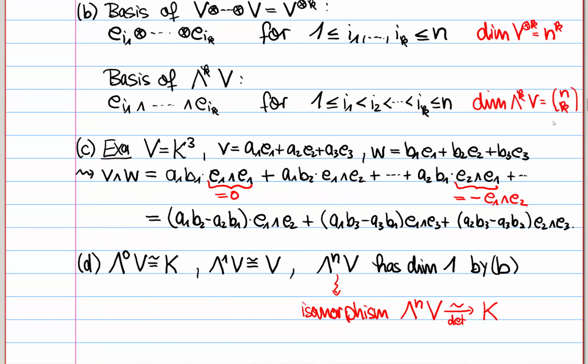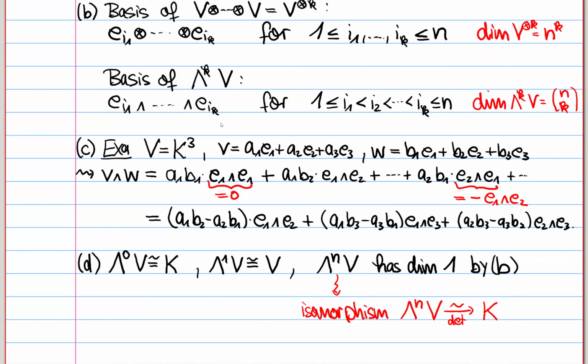And the maximal dimension where this is still non-zero is the wedge n of V. And there the dimension is n choose n, which is just 1. So this has dimension 1 by this dimension count. And everything can be written as a multiple of e1 wedge e2 wedge e3 up to wedge en. That's the unique basis element.